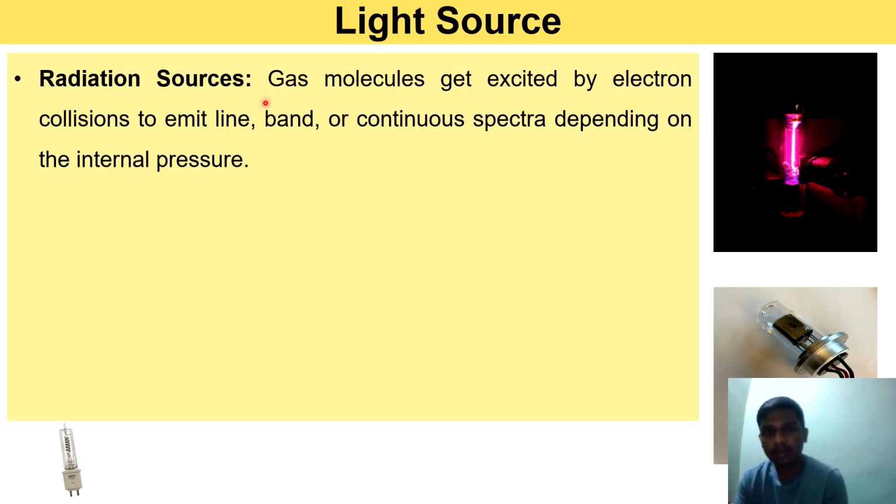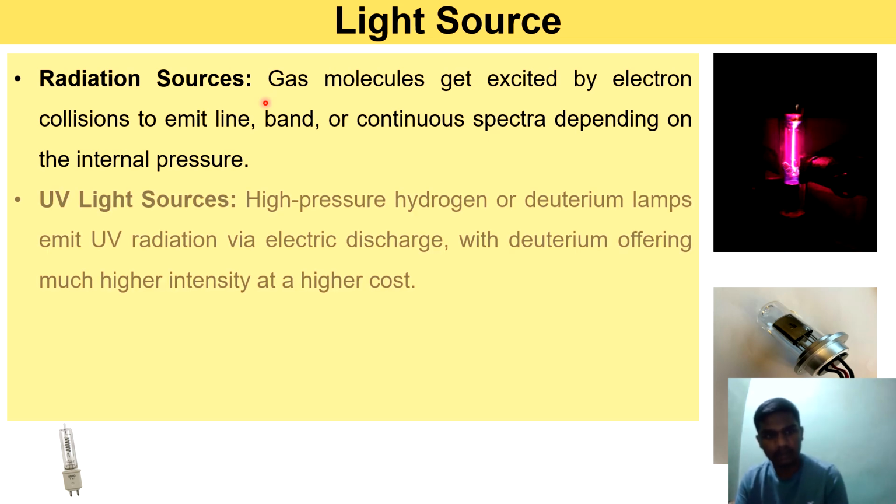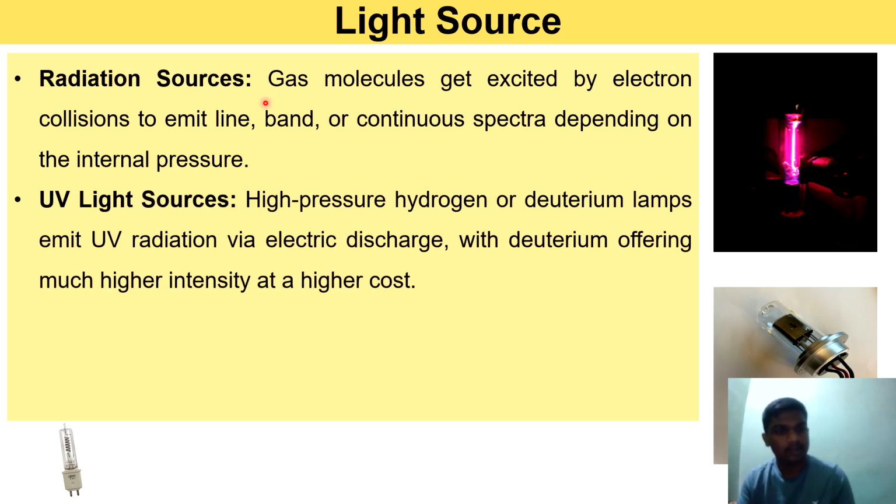Here, the gas molecules get excited by electron collisions to emit line, band, or continuous spectra, depending on the internal pressure. Where the pressure is low, line spectra are emitted, as in hydrogen, deuterium, xenon discharge lamps and mercury vapor lamps. Further are the UV light sources.